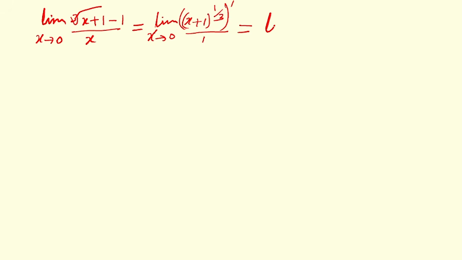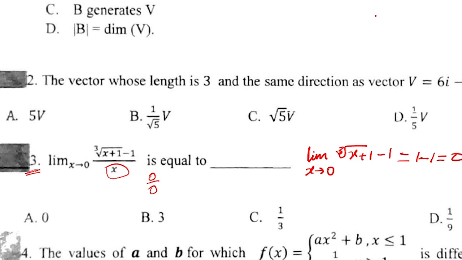From the derivative rule we know that this is the limit as x tends to 0 of 1 over 3 times x plus 1 to the power of 1 over 3 minus 1, that is negative 2 over 3. But as x goes to 0, the inner function goes to 1. 1 to the power of any number is 1. So the result will be 1 over 3. Therefore, our answer is C.